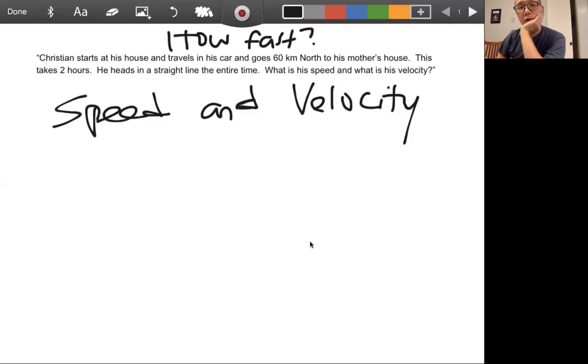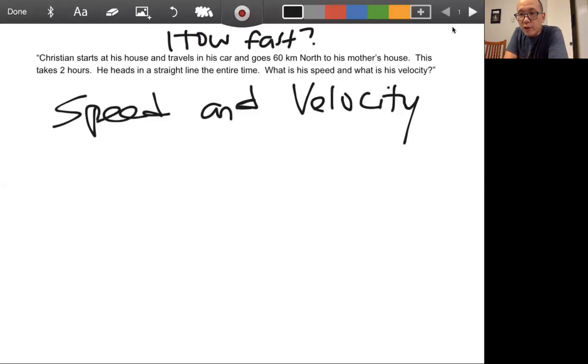So let's look at first an example of a problem that could use speed or velocity. So it says right here, Christian starts at his house and he travels in his car and he goes 60 kilometers north to his mother's house. This takes 2 hours. He heads in a straight line the entire time. What is his speed and what is his velocity?